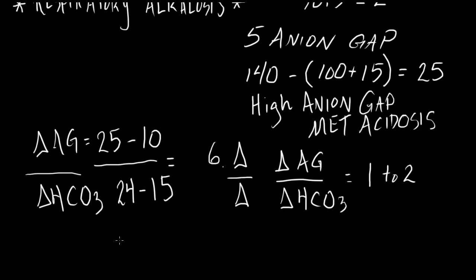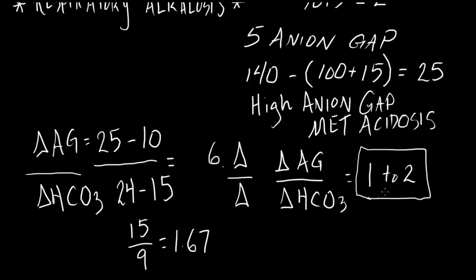If we do this particular formula, what we get is 15 divided by 9, which equals 1.67. So from this delta anion gap, delta bicarb relationship, we know we're in the normal range, delta-delta, of 1 to 2. And so we can stop.